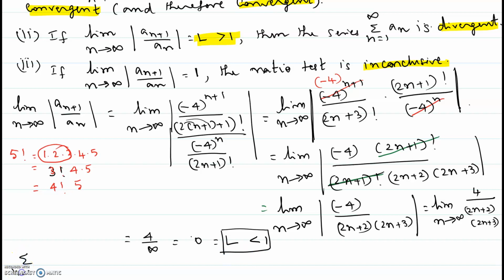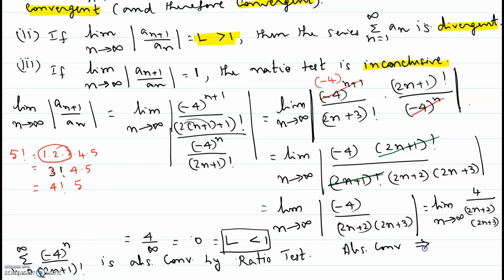Therefore the series sigma n varying from 0 through infinity of negative 4 to the exponent n over (2n plus 1) factorial is absolutely convergent by the ratio test, and absolute convergence implies convergence, and therefore the series sigma of negative 4 to the power n over (2n plus 1) factorial is convergent.